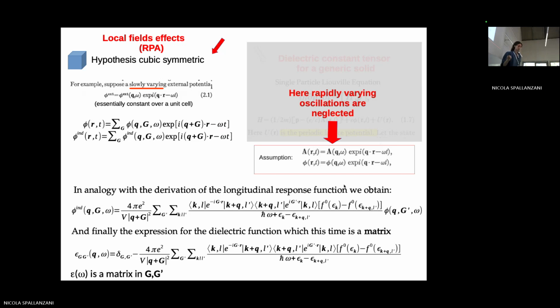which is the following, which is a matrix in G G prime. Now, the fact that this is a matrix in G G prime comes from the fact that we are including the local field effects, which take into account the inhomogeneity of the system. The inhomogeneity of the system means that in general the response function depends on R and R prime, and not only on the difference between R and R prime. So for this reason, we have this kind of dependence in terms of G and G prime.